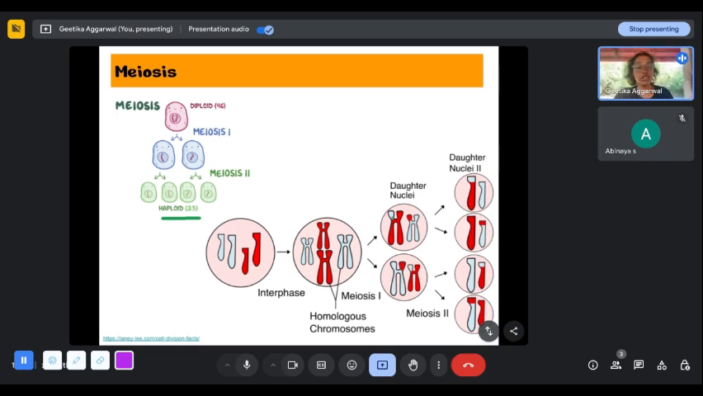They exchange some of their genetic material within each other. So you can see that the gray ones have exchanged genetic material with the red ones, and so on has happened here also. And then it divides again to form daughter cells. So I will explain this in more detail.